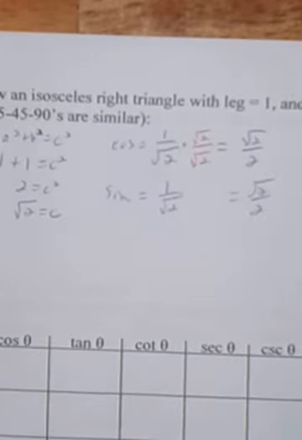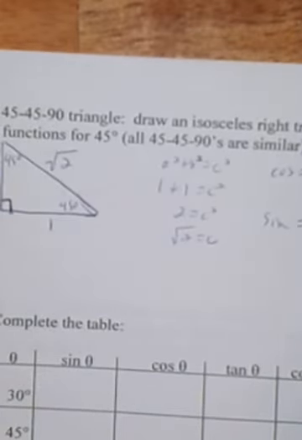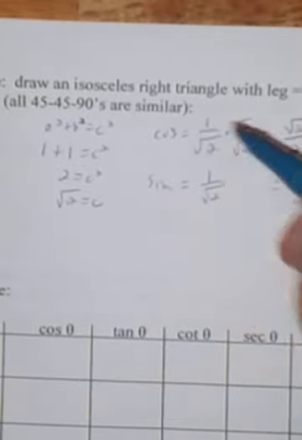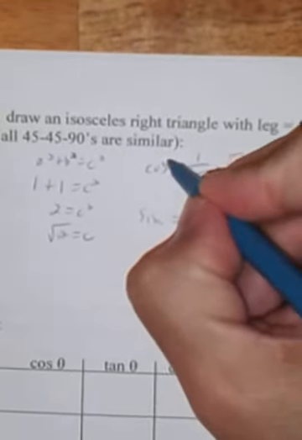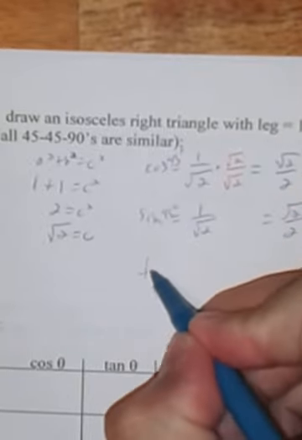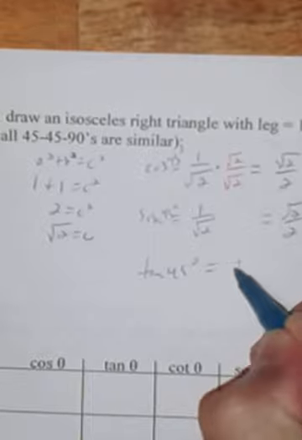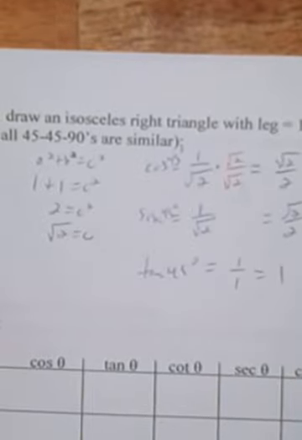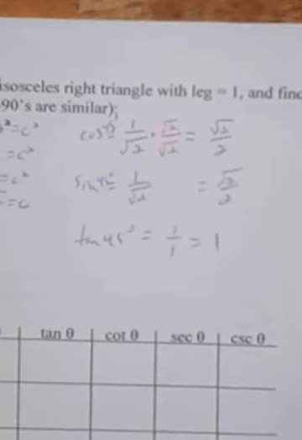And then the tangent will be opposite over adjacent, the tangent of 45. Oops, I'm missing my angle. So the cosine of 45 degrees and the sine of 45 degrees, and then the tangent of 45 degrees, which is 1 over 1, which is 1. So we have found all those, right? And you'll do the same with the 30, 60, 90 triangle. Okay, I'm going to stop here and I'll continue on the next video.